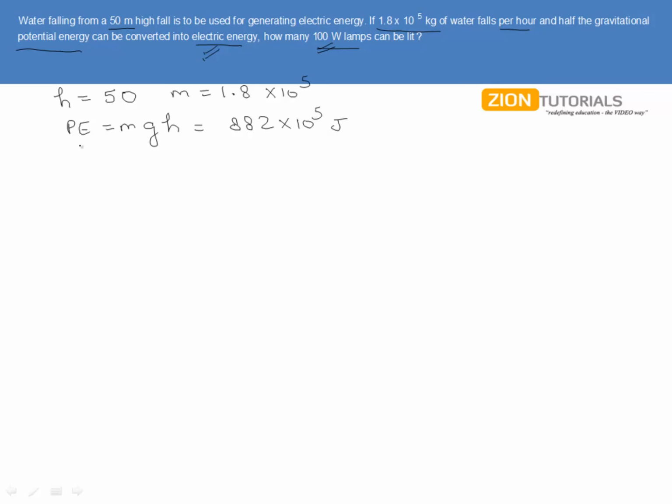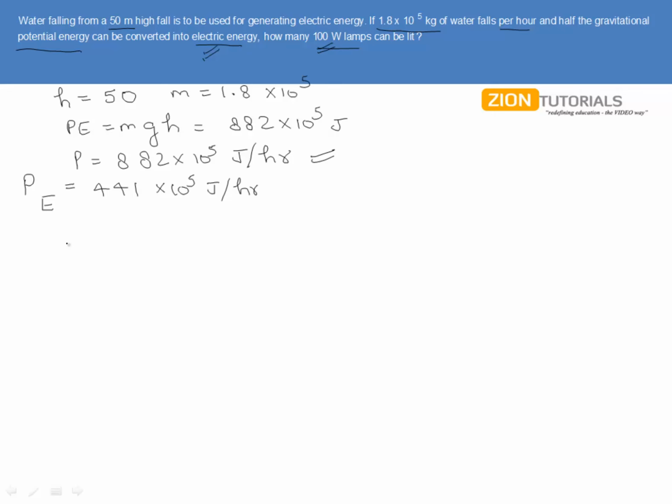Now, if we calculate the power, then it will be 882 × 10^5 joule per hour, because actually this was kg per hour. So everything if I put in per hour, then we will be getting the power as this, right? Now what is the electrical power? If I write it as P with the subscript E, it will give me the electrical power, which is actually 441 × 10^5 joule per hour.